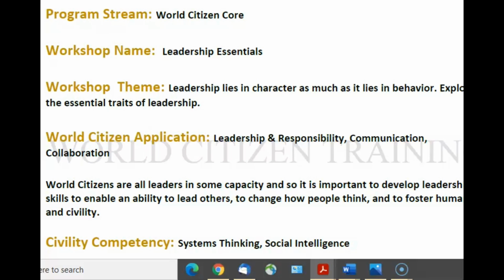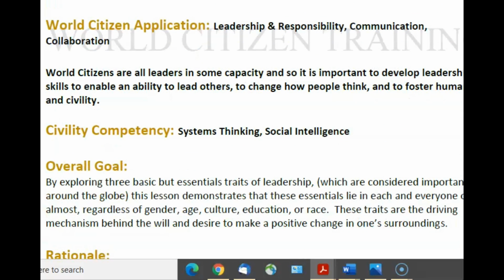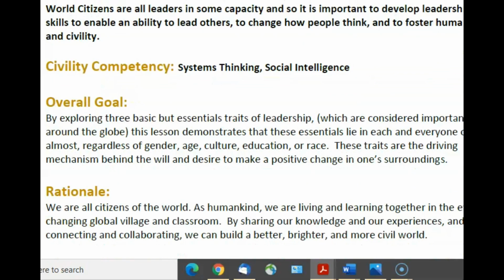Leaders need all kinds of skills, but related to civility specifically, systems thinking and social intelligence fall into that category. We're going to explore 3 basic but essential traits of leadership, and they're considered important all around the globe. Each of us has these essential skills regardless of our gender, our age, our culture, and so on. These traits are the driving mechanism behind the will and desire to make positive change in our surroundings.